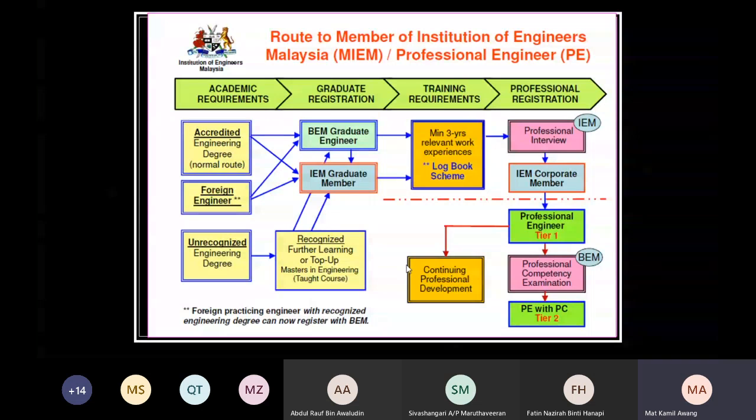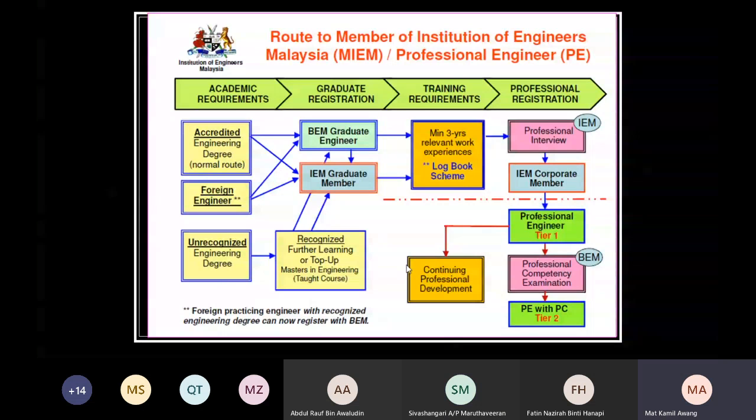Then after a certain number of years, you take the professional competency examination, and you become a professional engineer with practicing certificate, which is tier two. Just like me, I'm a tier two professional engineer, not a tier one. Tier two is basically the highest level of professional engineer that you can have in Malaysia at the moment. Any question on this chart? So far, tak ada apa, sir.